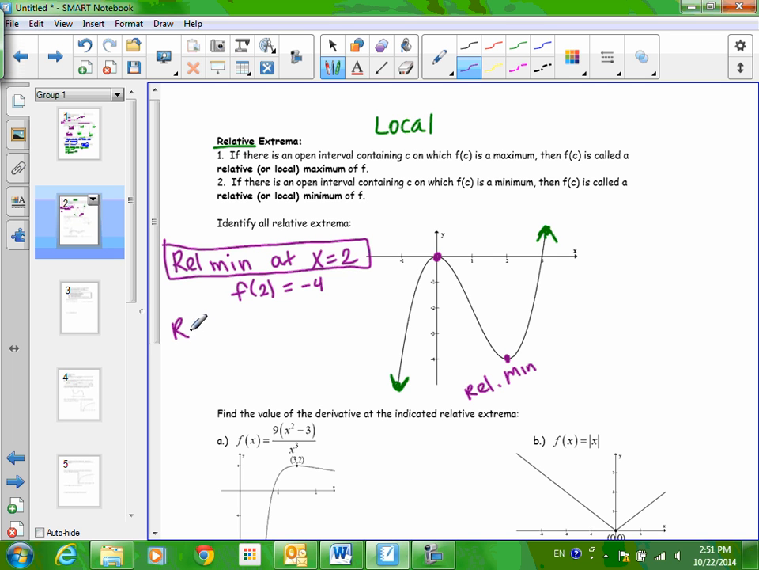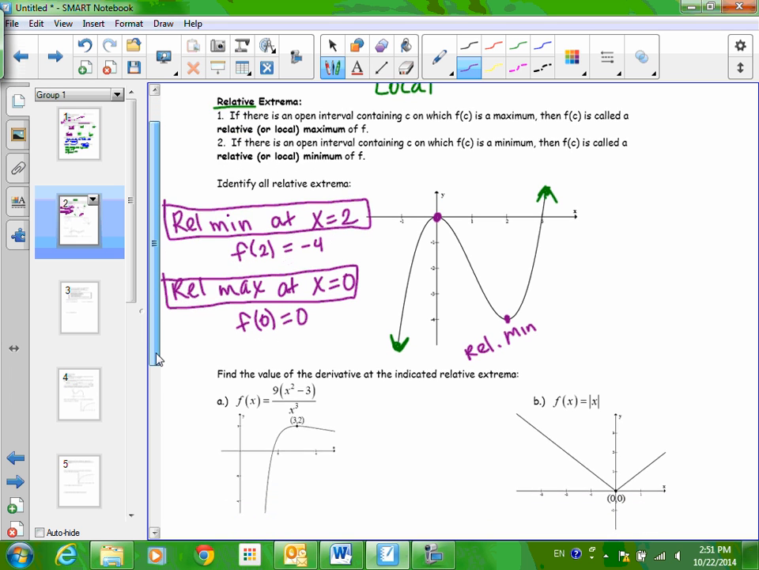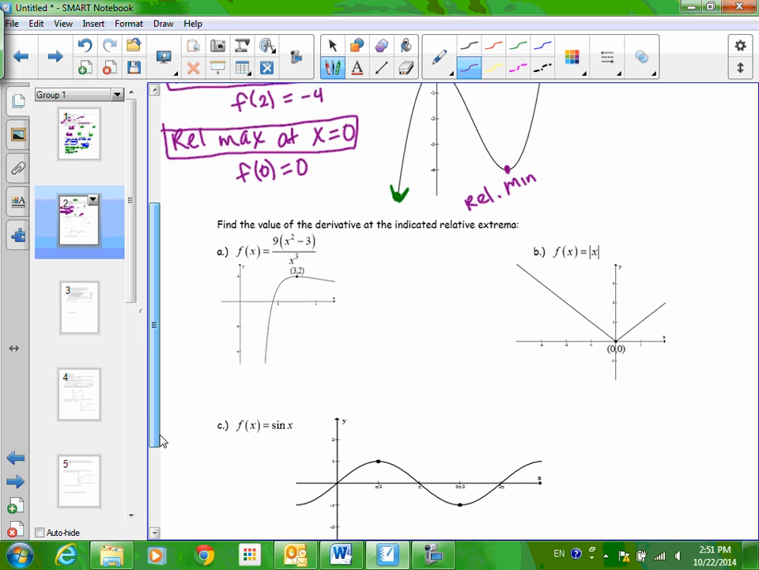Okay, what about the relative max? Where is that happening, at x equals what? 0. And if I box that, and then if I wrote this in function notation, what would I write? F of 0 equals 0. F of the x value equals the y value. Okay, so that's what a relative max or min is.